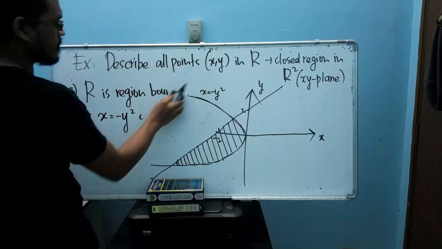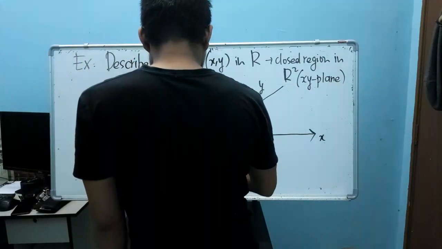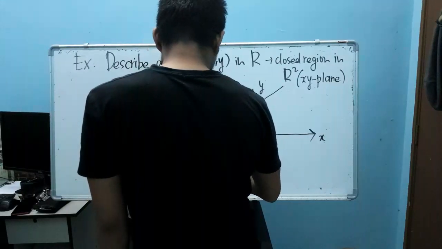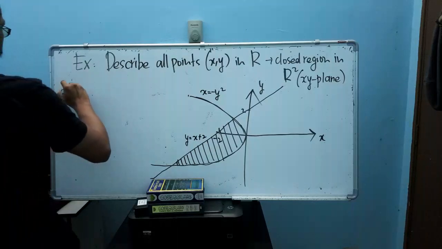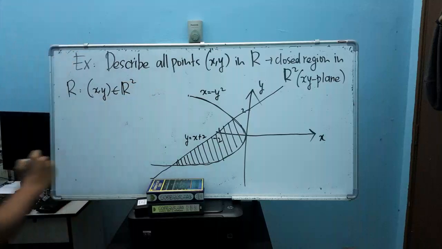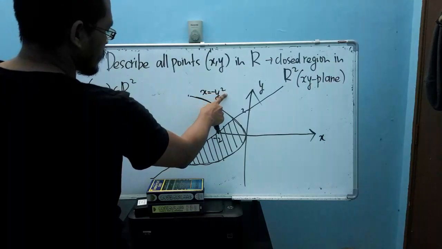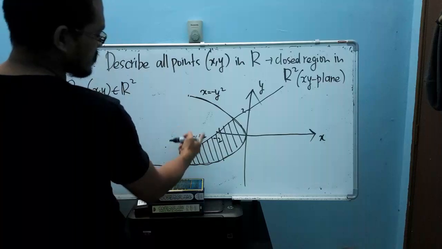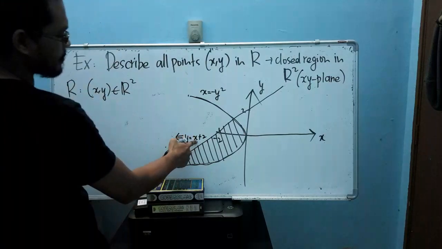So this line will be y equals x plus 2. Now let's describe all points in R here. So my x, y should be from R2. Now I need to find the condition for my x and also for my y. So which one is easier here? Since I have x equals minus y squared, and y equals x plus 2, it's not a problem for me to find x here. From here it's easy for me to find my x.